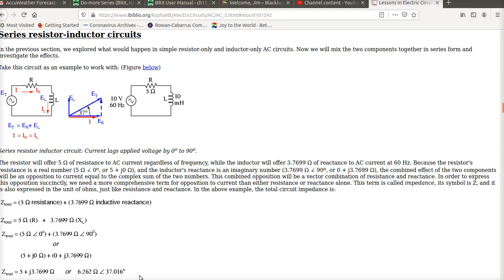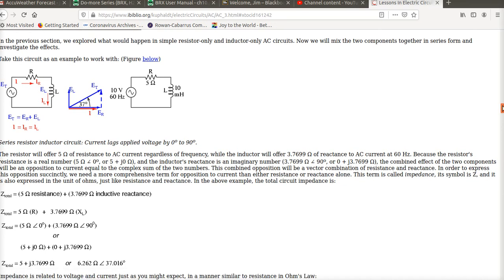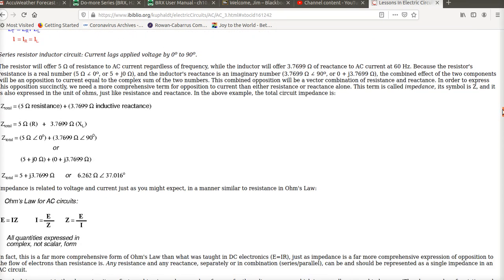Okay? Now, and he's got an example right here, but don't scroll down too fast. From the standpoint of adding a resistor to an inductor, here it is in polar form. Here it is in rectangular form. And what you see is my resistor will always be real. It will have no imaginary part in the rectangular form. And my inductor will only have the imaginary part and will have no real part.